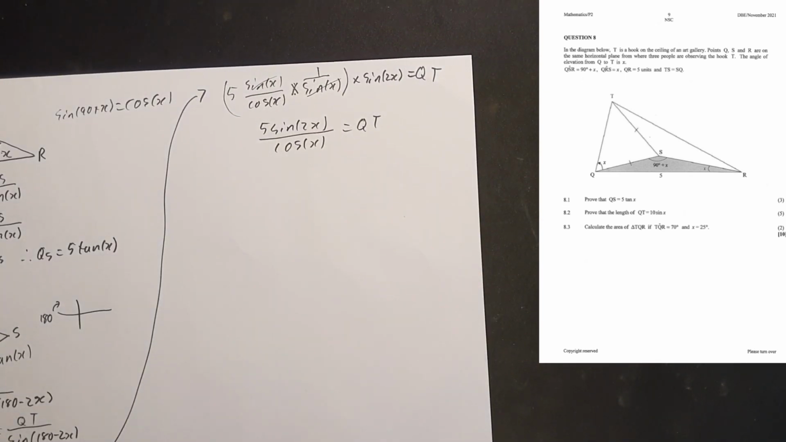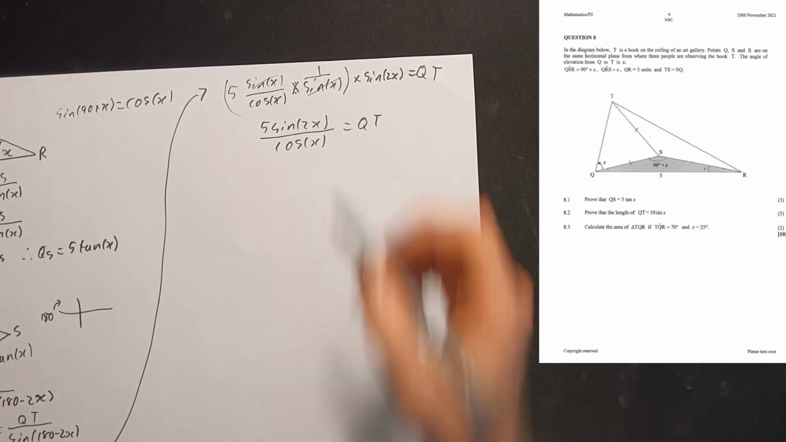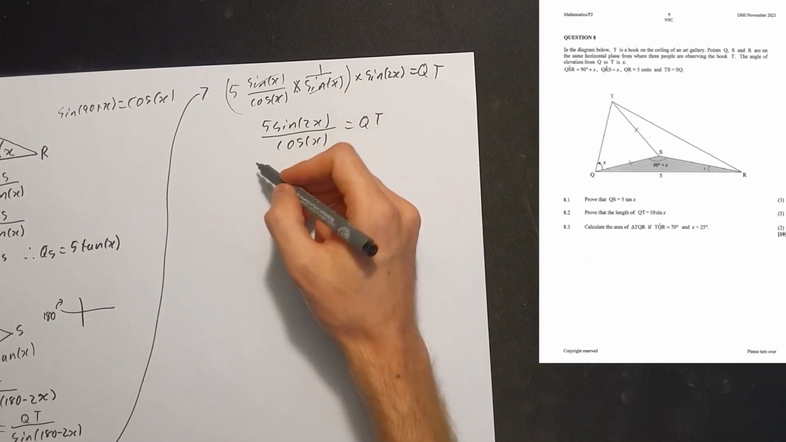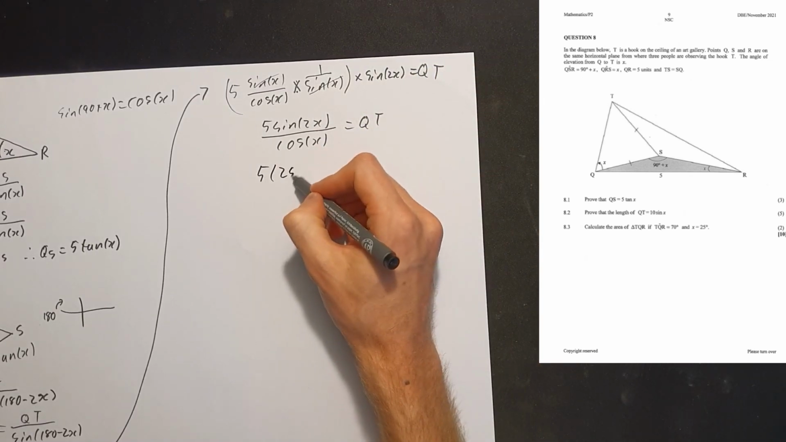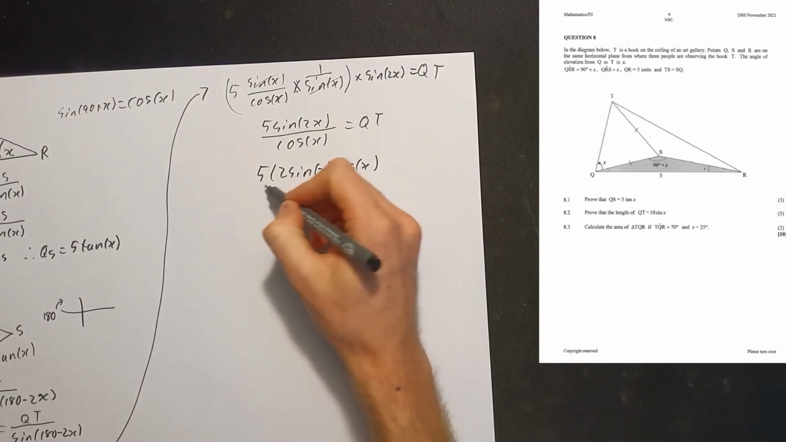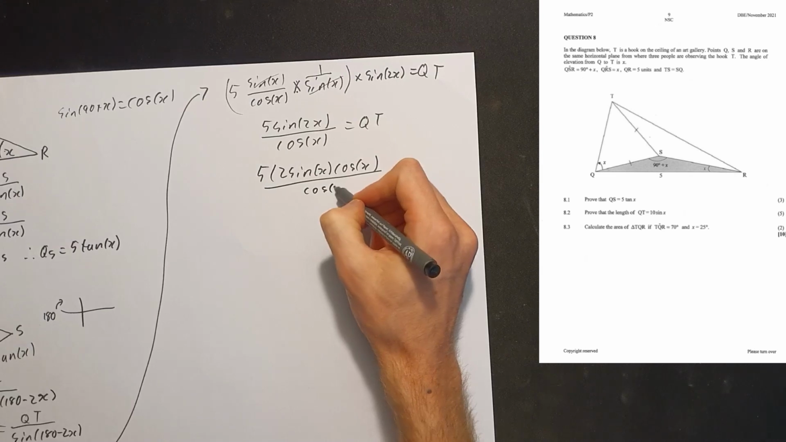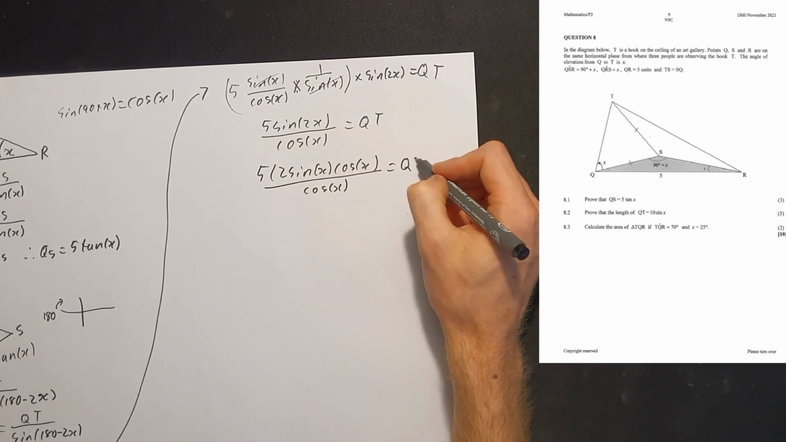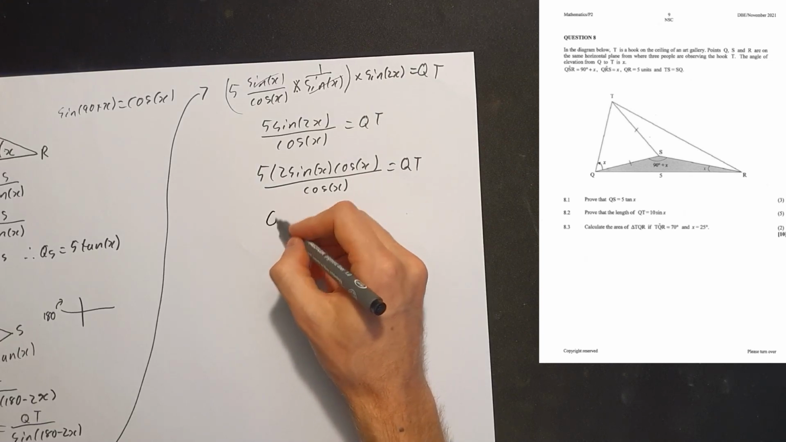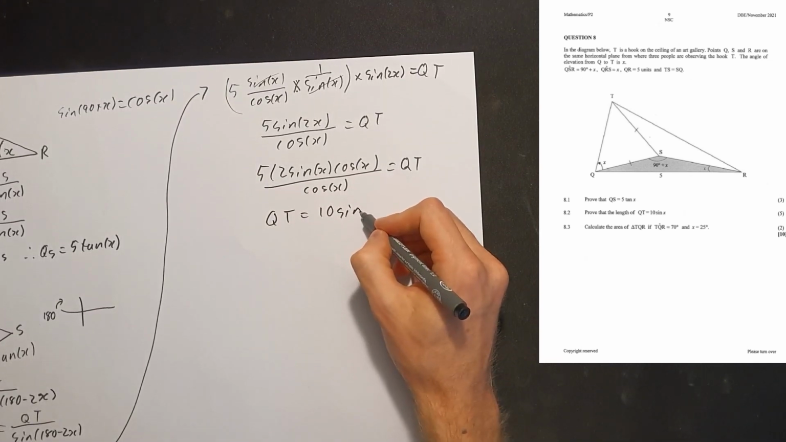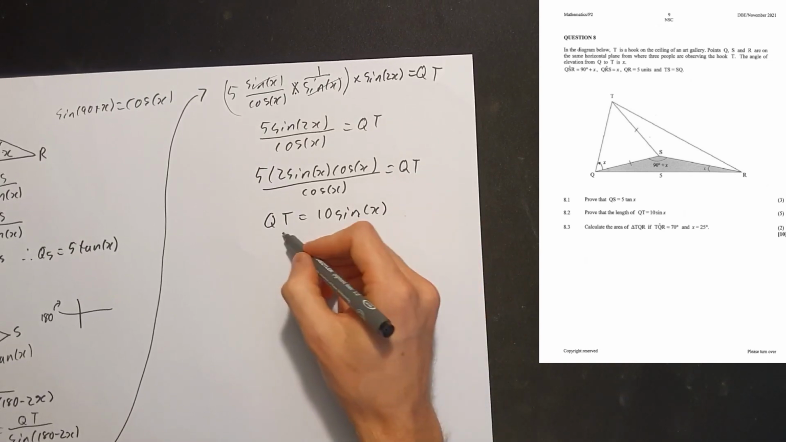Okay, so now that we have that, we can simplify: sine of 2x can be changed to 2 sine x cos x. So we have 5 times 2 sine x cos x all over cos of x. We can see the two cosines are going to cancel out, and therefore we end up with QT equals 10 sine of x, just like we wanted.